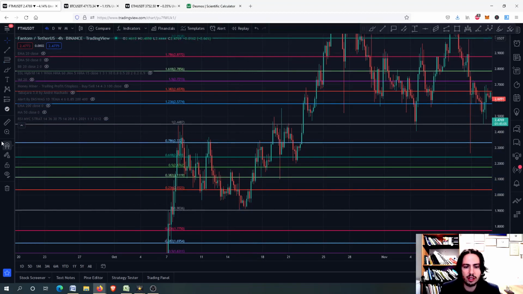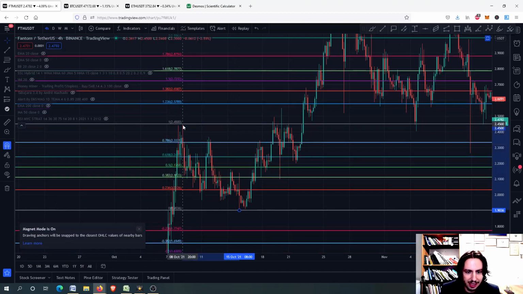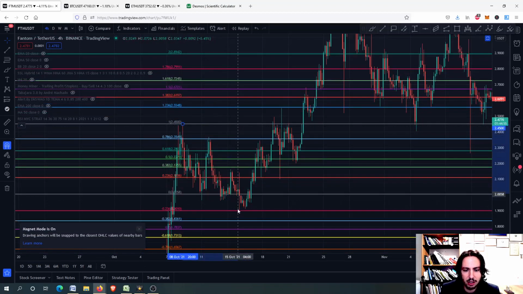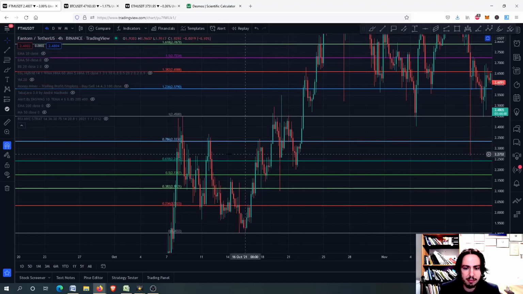Okay, so if you want to identify the high and the low, you can choose the magnet mode, and this will get you automatically to the highest point and automatically to the lowest point of the candlestick. Right now, you can see that we have some lines right here. These are the Fibonacci sequence lines: 0.618 retracement, 0.786 retracement or 78.6%, 61.8%, 50%, and so on.